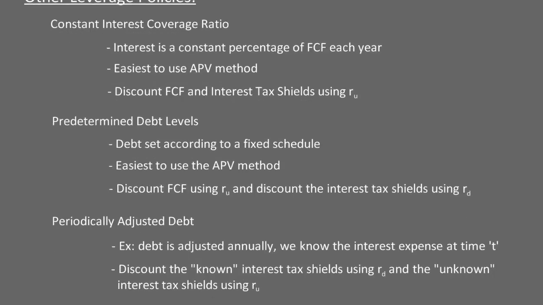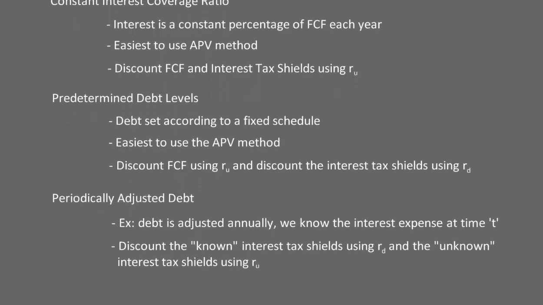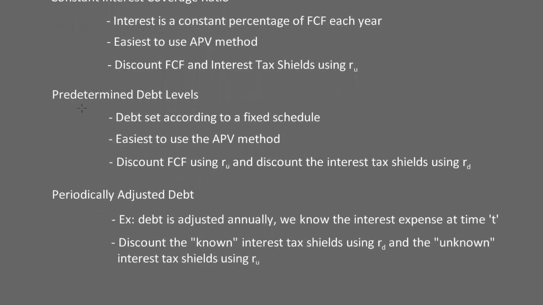The second type of leverage policy is a predetermined debt level. So debt is set according to a fixed schedule ahead of time. Again, it's easiest to use the APV method with this. And now, since we know the debt ahead of time, we can predict the interest amounts ahead of time. So we'll discount our interest tax shields using RD, not RU. But we will continue to discount our free cash flows with RU.